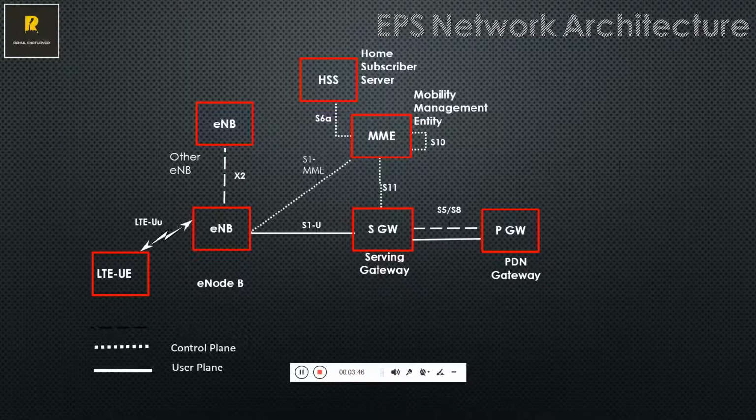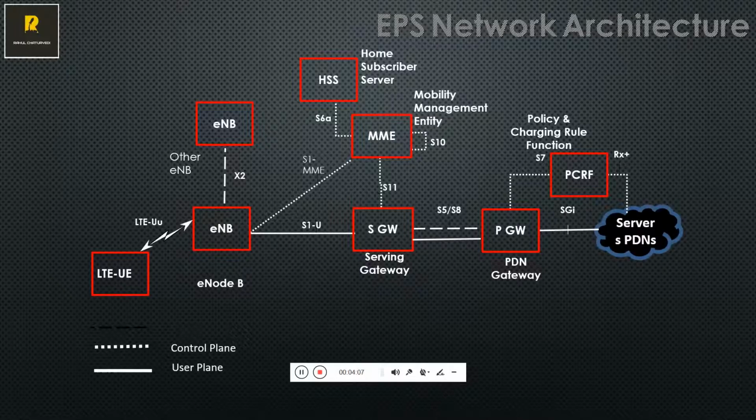So indirectly MME is connected to the P gateway through S11 and S5/S8, that is control as well as user plane. The P gateway is connected with the PCRF, policy and charging rule functionality, using the control plane with the interface S7. SGi is directly the data path that is connected with the PDN, the server's PDN, and the PCRF is also connected with the Rx plus interface directly to the PDN.